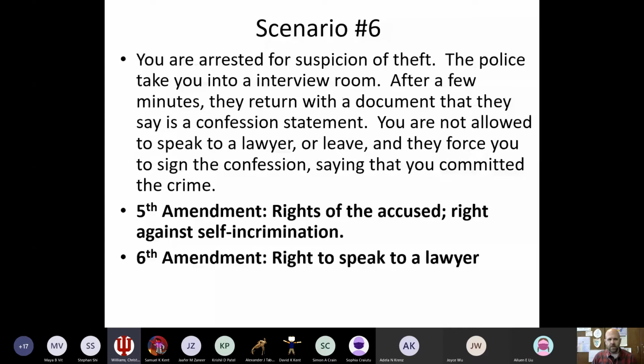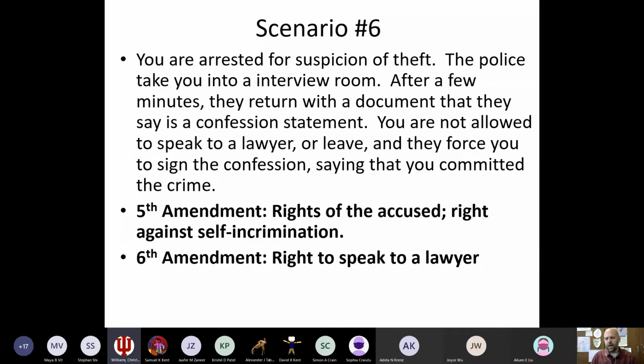And so in this circumstance, if we took it a little bit further and stretched it along, if you did have this situation where you're forced to sign a confession and you were denied the right to a lawyer, it could be a situation where both of these amendments are violated. And if you did end up getting a lawyer, they could show that, and the charges against you would probably be dropped in that circumstance.